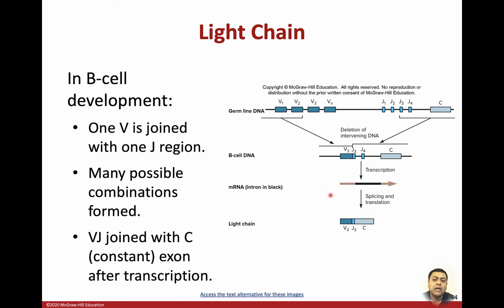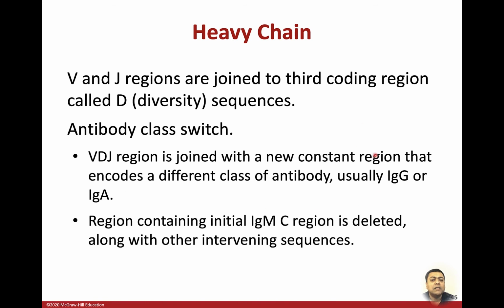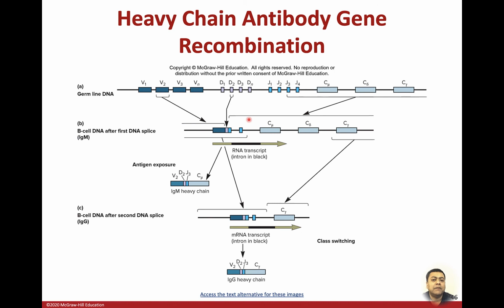IgA, D, E, G. For the heavy chain, the constant region is different in different classes. That makes the different classes. So let's take a look. So for the heavy chain, you have the V regions, then you have the J regions, and then you have also another region which you call the diversity region. So that gives you the V, then D, and the J combinatorial region.